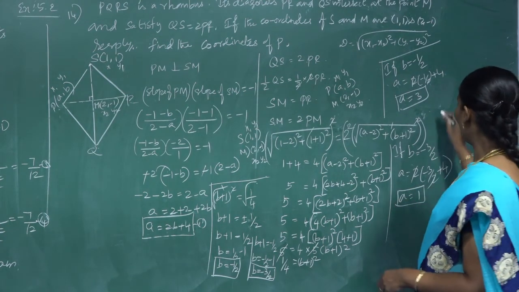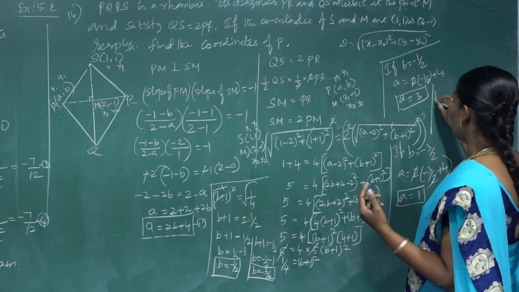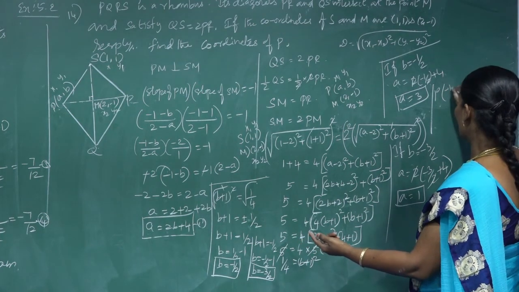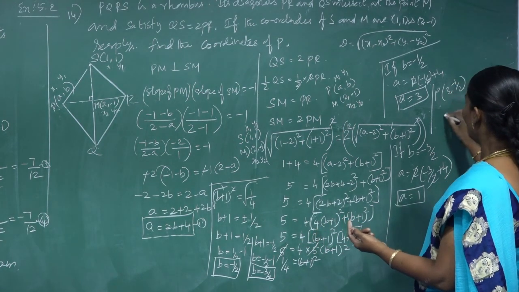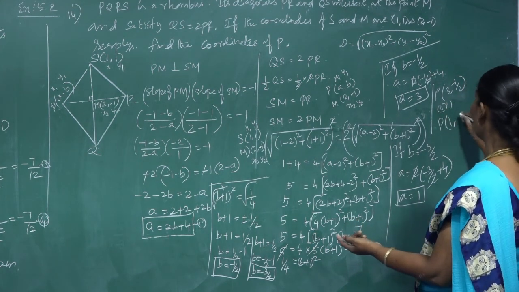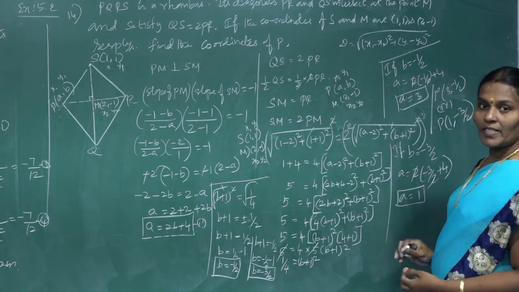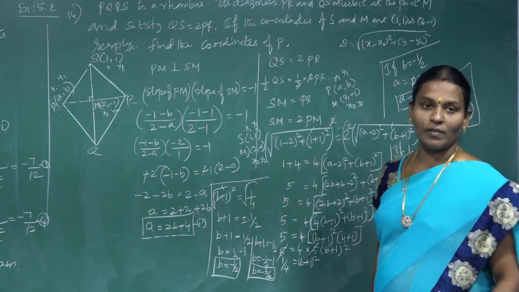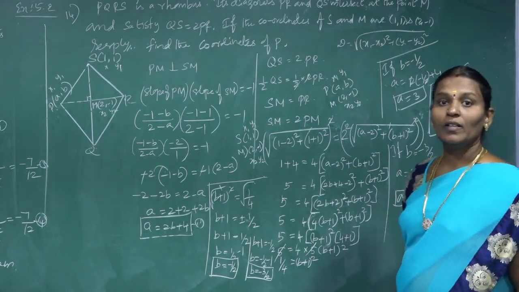Okay, so what are the two values for A and B? The P point is either P of 3 comma minus 1 by 2, or P of 1 comma minus 3 by 2. Understand, children? These are the P points. Okay, two values, either or, these two. Okay. Thank you, children.